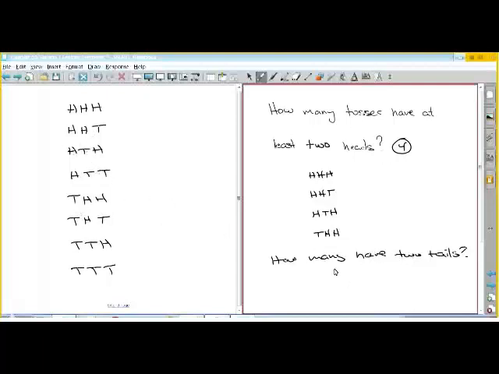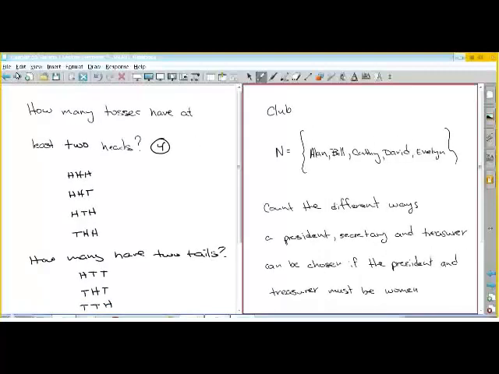You could go, how many have two tails? Well, you just go through and look here. So heads, heads, tails. That's not the one. Heads, tails, tails. Then you'd have tails, heads, tails, and tails, tails, heads. So those are the three possible arrangements that have exactly two tails. Okay, so you'll get practice at doing some of those.